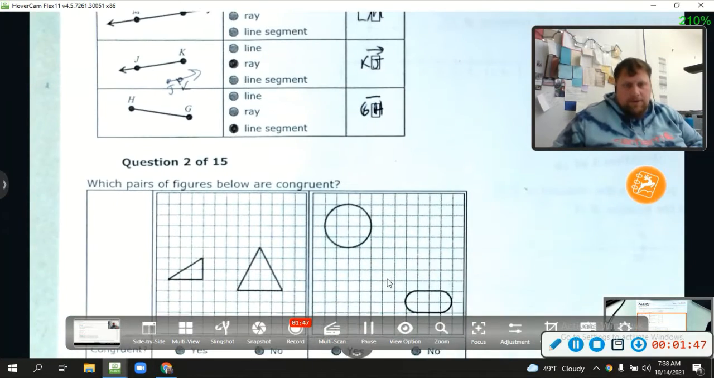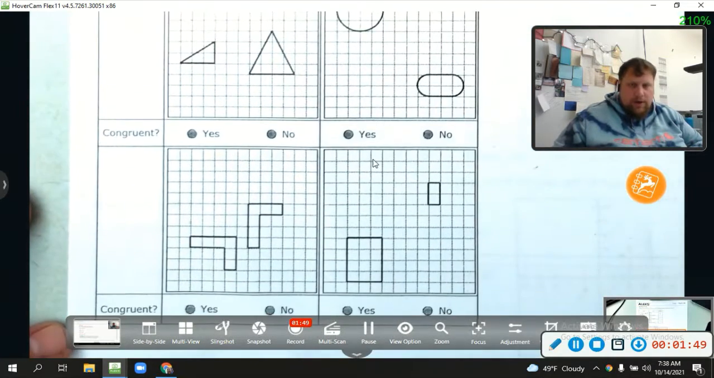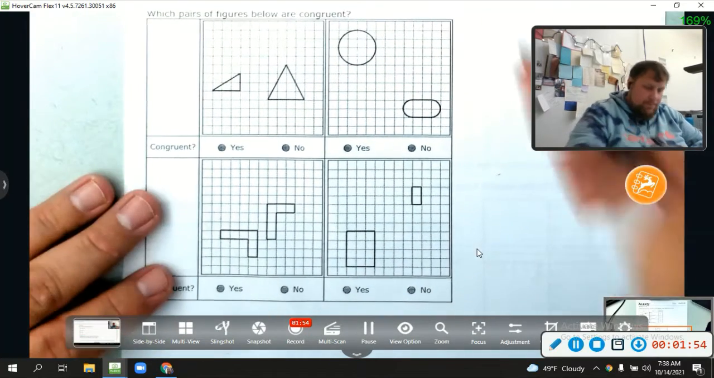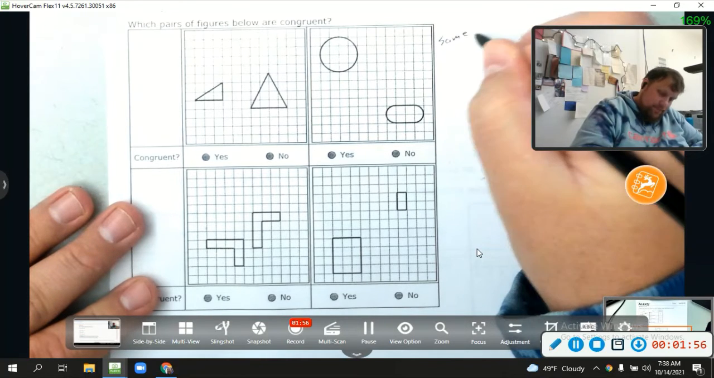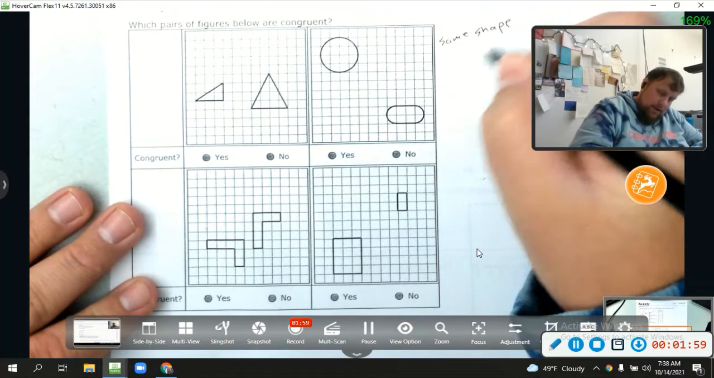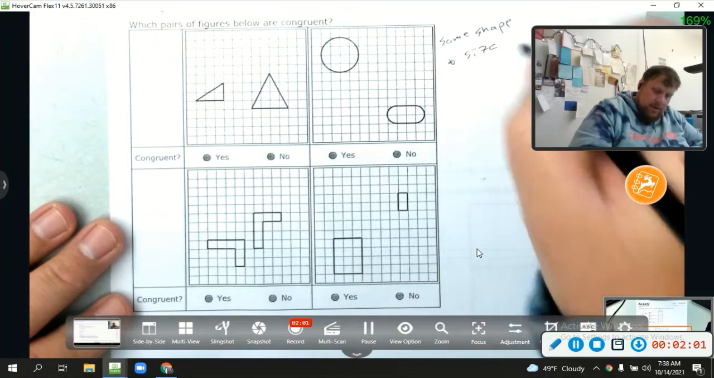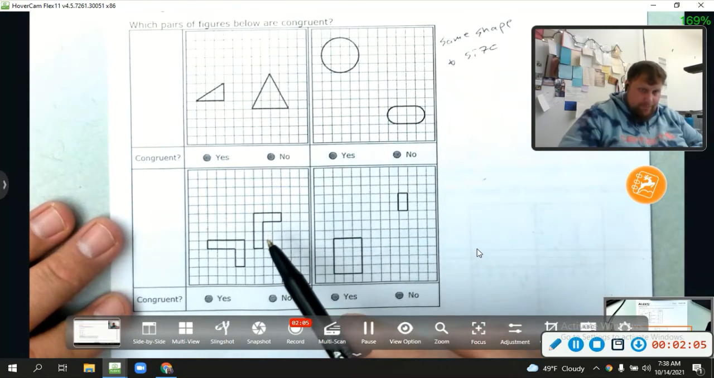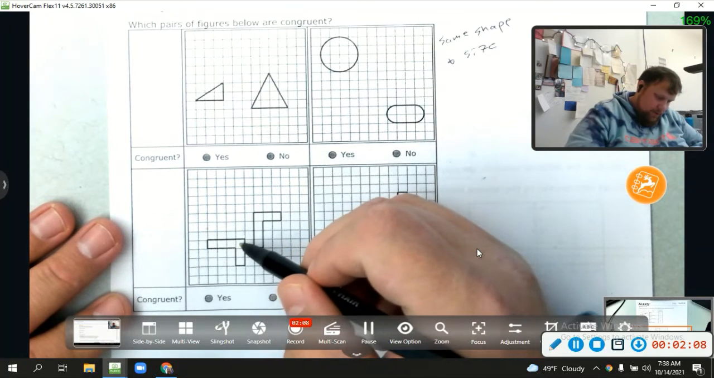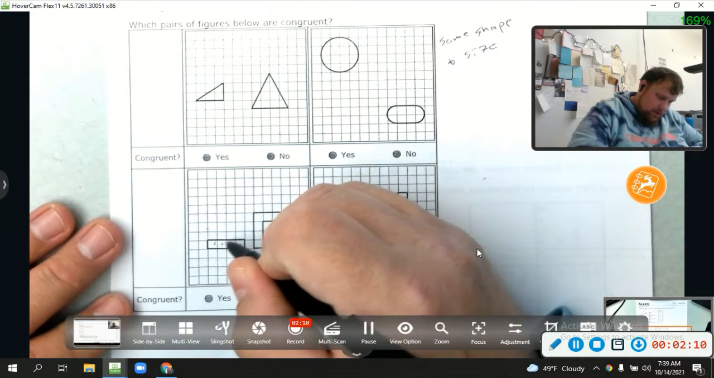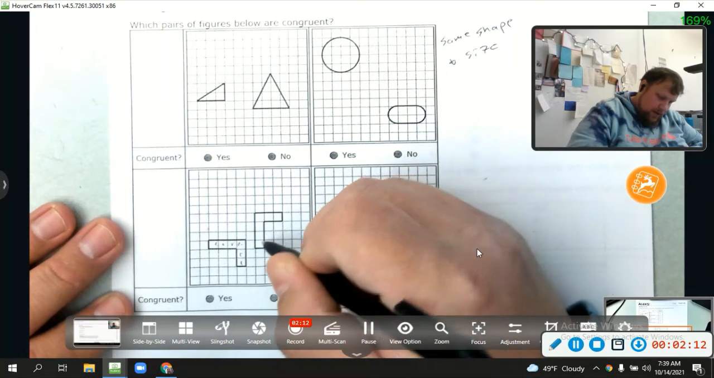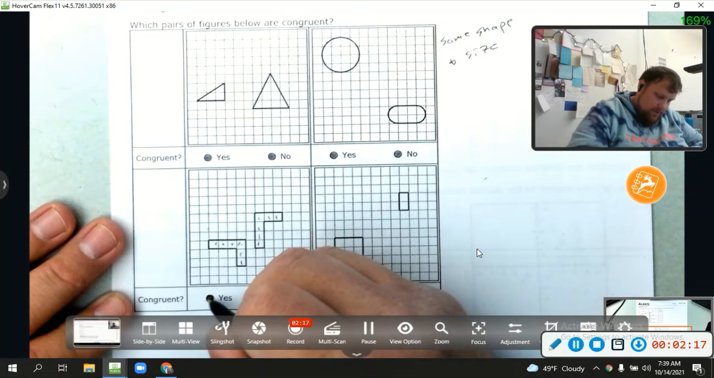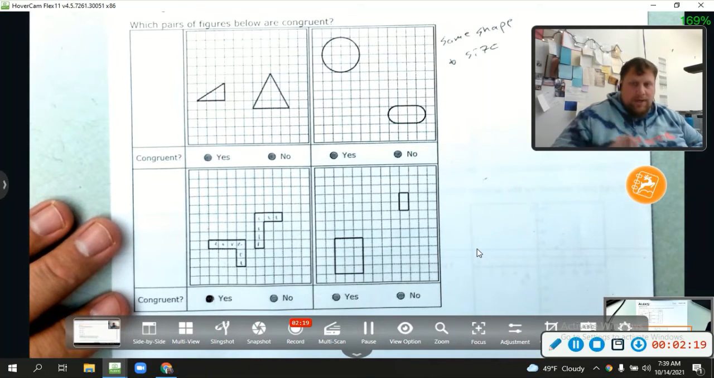Okay, now we're going to talk about congruency. Which figures are congruent here? Honestly, congruent means same shape and size. So, nope, nope, maybe. 1, 2, 3, 4, 5. So it goes 1, 2, 3, 4, and then 1, 2 down. 1, 2, 3, 4, 1, 2. Yeah, I call that good. Just because it's rotated differently is fine.